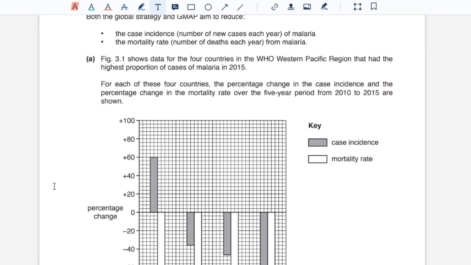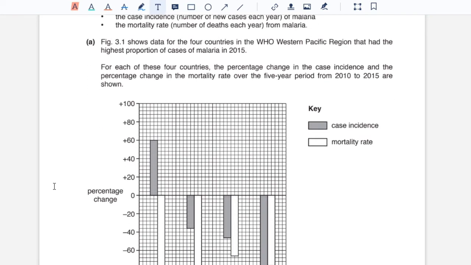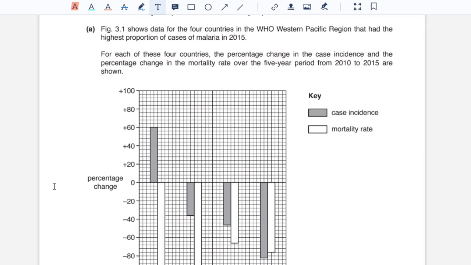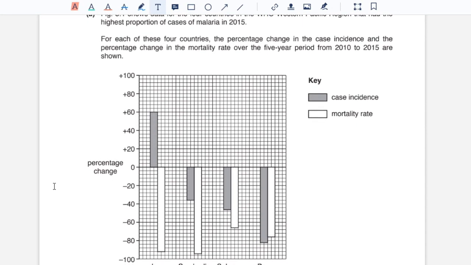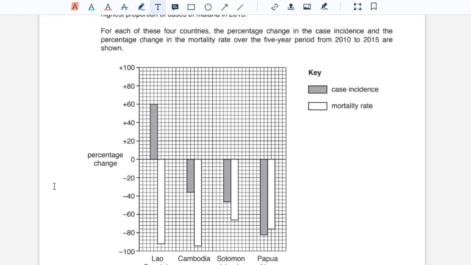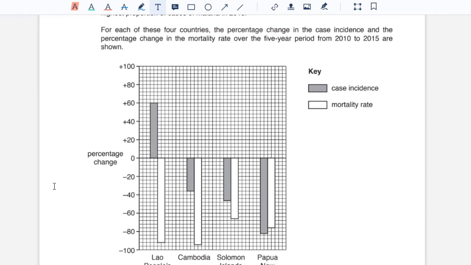Figure 3.1 shows data for the 4 countries in the WHO Western Pacific region that had the highest proportion of cases of malaria in 2015. For each of these 4 countries, the percentage change in the case incidence and the percentage change in the mortality rate over the 5 year period from 2010 to 2015 are shown.